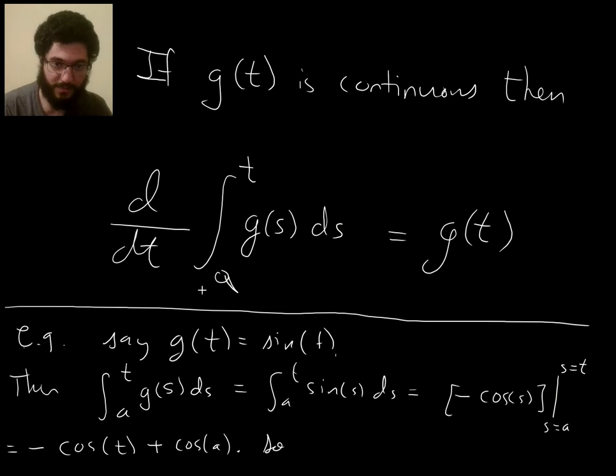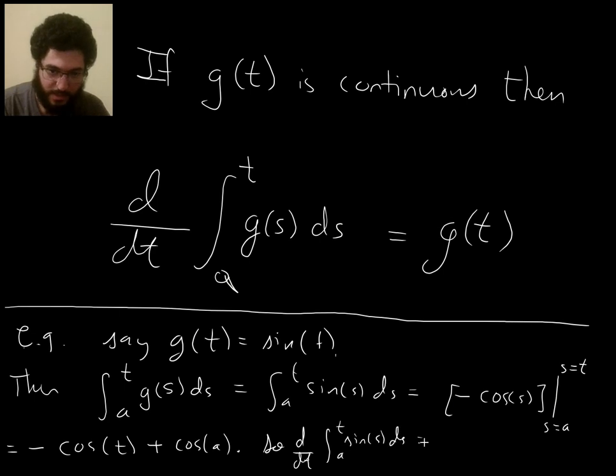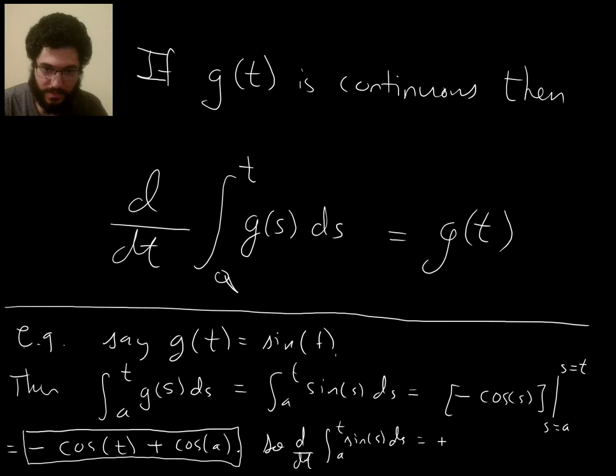So if we compute the left-hand side of this equation in the example, we get d/dt of the integral from a to t of sine s ds, which is the derivative with respect to t of this. Let's see, so this is a constant when I take that derivative, and this is sine t. So you see how it worked?